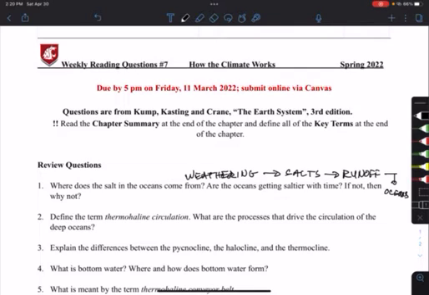And are the oceans getting saltier with time? No, they're not. And if not, then why not? Because the source of salt to the ocean from weathering is equal to the use of salt by critters in the ocean. And so this creates what's called an equilibrium.